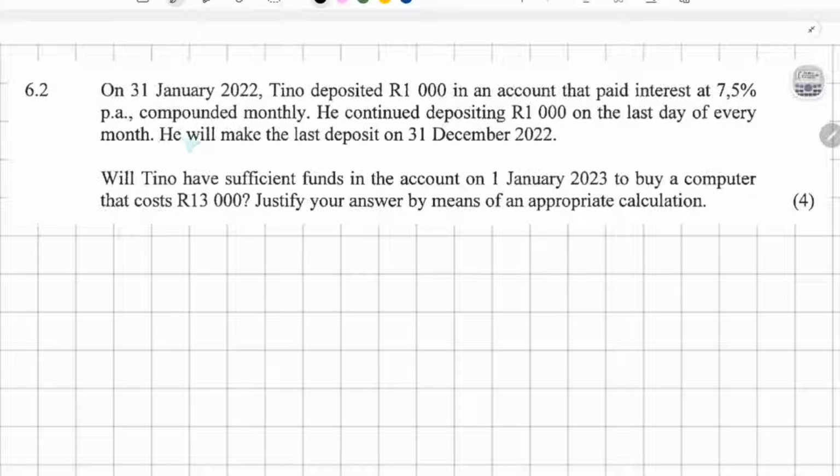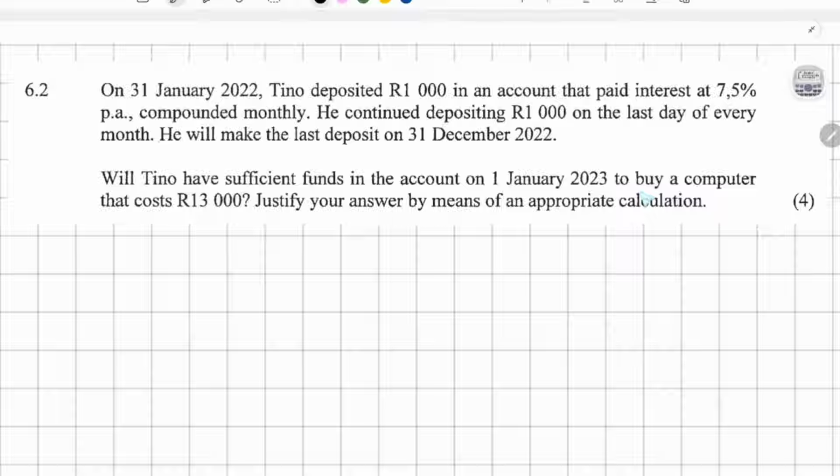Then he will make the last deposit on the 31st of December 2022. So from 31st January to 31st December, that's just 1 year. Will Tino have sufficient funds in the account on the 1st of January 2023? So he stops here, that's the last deposit, then the 1st of January. If you look at those two dates, you see that that is just 1 day away. So it's not going to earn extra interest.